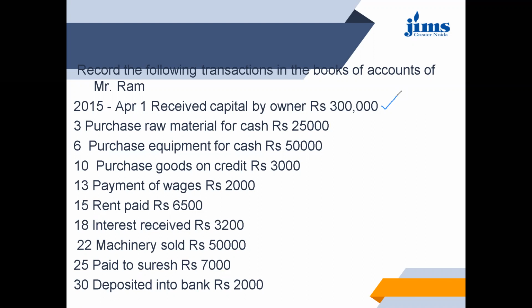Now next entry is purchase raw material for cash. So what is coming? Raw material, that is, we mention purchases whenever any goods or stock is coming. So purchases account debit to what is going out? Raw material has been purchased for cash. So cash is going out. So that means purchase account debit to cash account for 25.